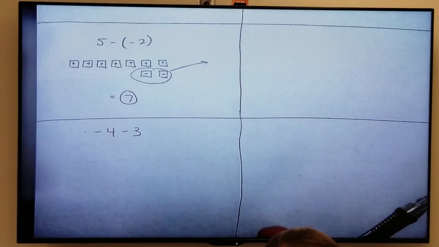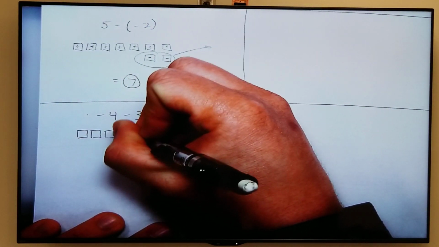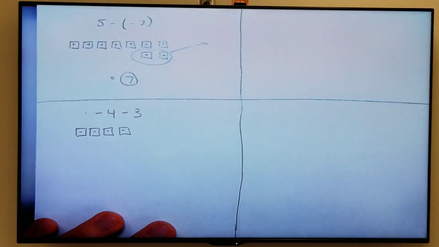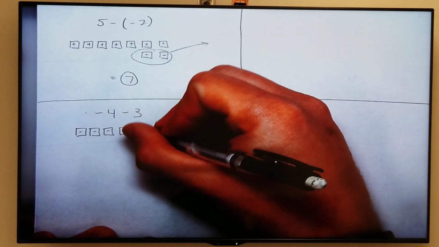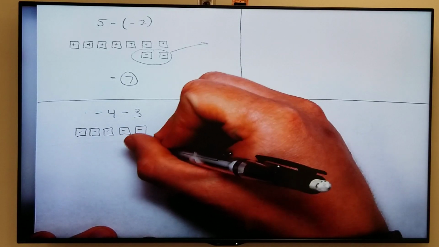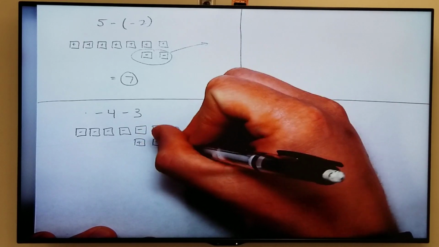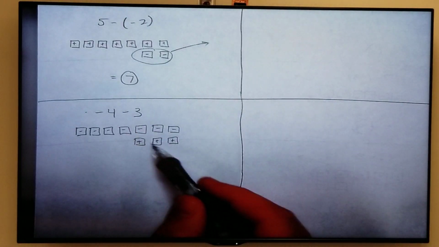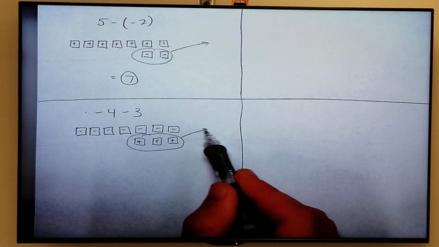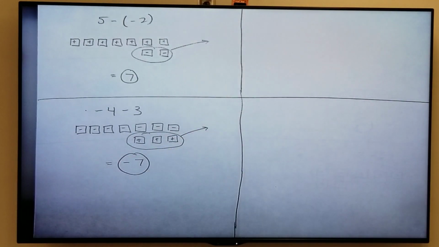So again, drawing this out. Started with 4 negative tiles. Then I needed to take away 3 positive tiles. But I didn't have any positive tiles to take away. So I add some 0 pairs. And now I have 3 positive tiles that I can take away. When I've done that, I'm left with 7 negative tiles.